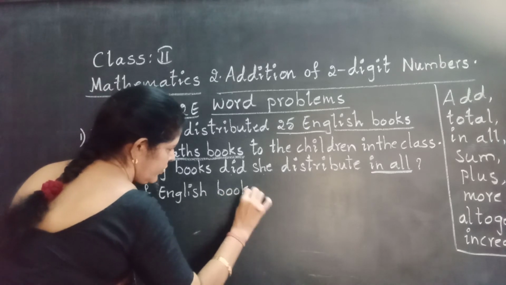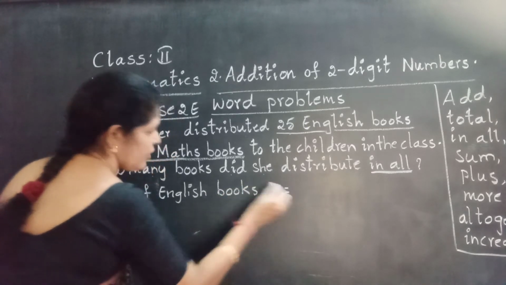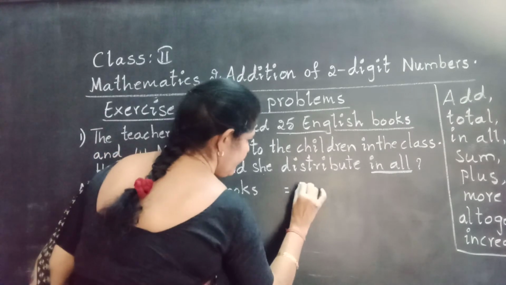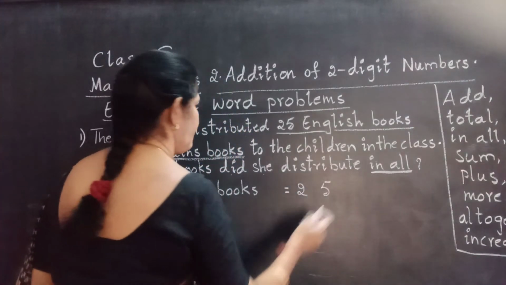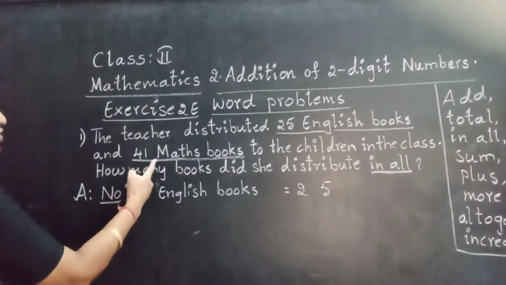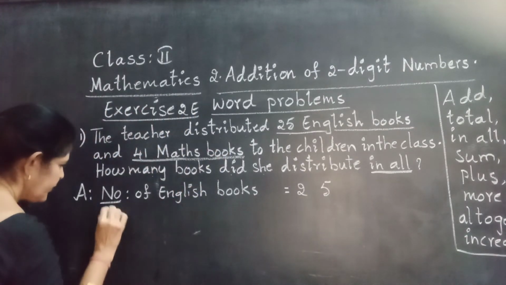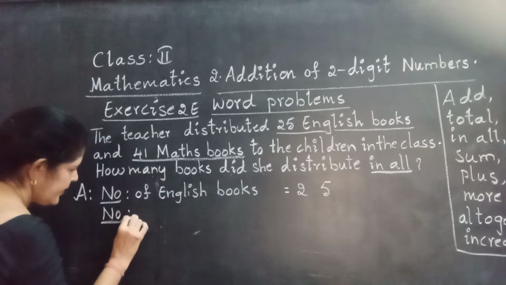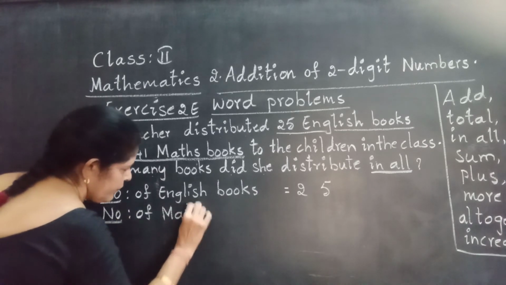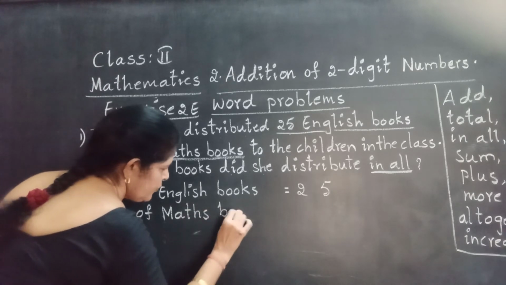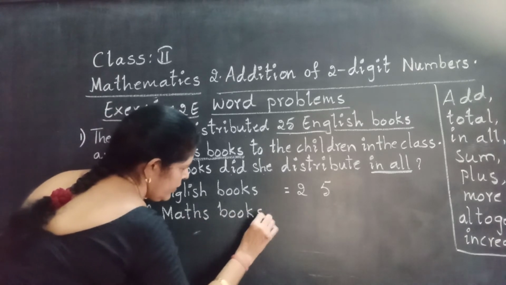Number of English books equal to how many? 25. Give some gap between tens and ones, 2-digit number. Next one, maths books. Number of maths books. How many maths books? Very good.